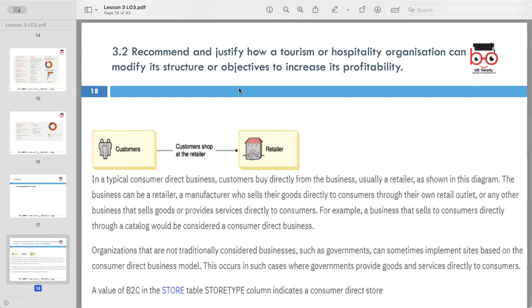In the context of the hospitality industry, businesses may adopt this model to sell rooms, meeting spaces, or other services directly to consumers. This explains the significance of identifying consumer direct businesses, indicated by the value of B2C in the stereotype column of the table, highlighting the importance of understanding different business models and their implications.